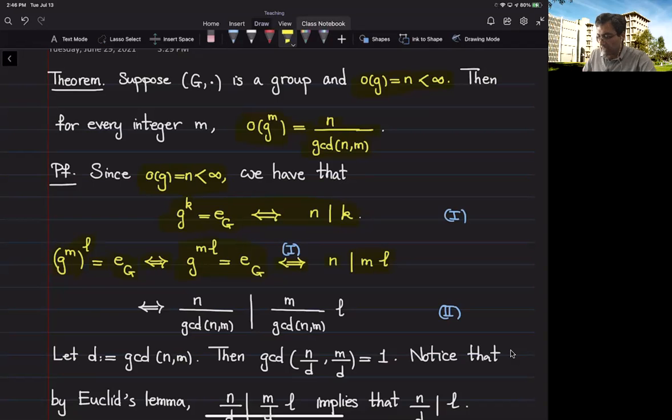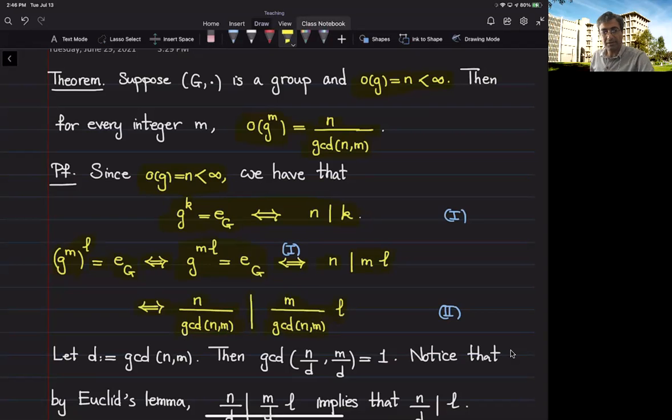Now, n and m have some common divisor. I can get rid of that. I get rid of the common divisor because that part is not going to play an important role. I'm getting rid of the common divisor, and this n divides this product precisely when, after I get rid of the common divisor, this fraction divides this fraction times L.